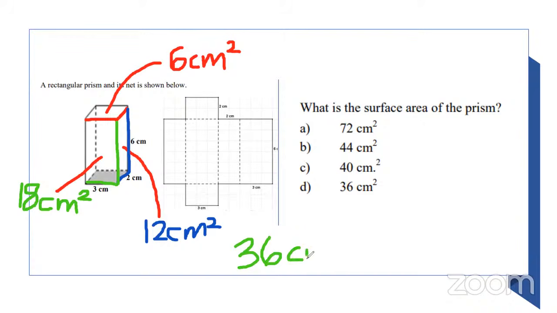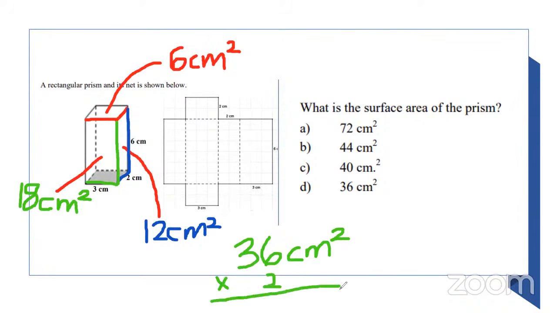But look in our answers. We're seeing 36 in our answers, you know. But the question is incomplete. So 36 square centimeters cannot be our answer, because we have 2 times each of these faces. So we're going to multiply by 2.